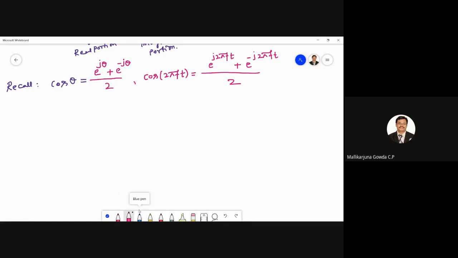Is it possible to draw by yourself? Already I said how to draw e power j theta. Now I have two sinusoids. One is e power j 2 pi f t by 2 and another one is e power minus j 2 pi f t by 2. How can you draw that? Similar to e power j theta, here one more is there, that is e power minus j theta.